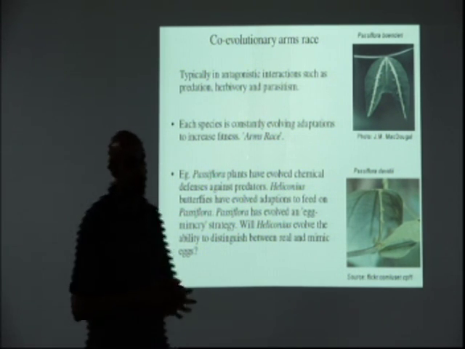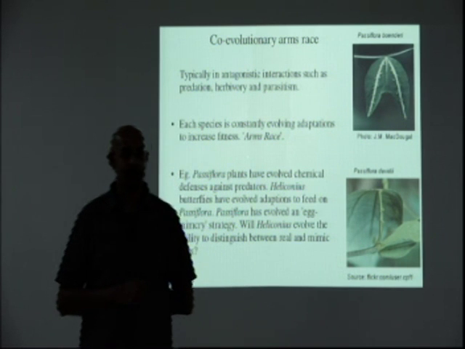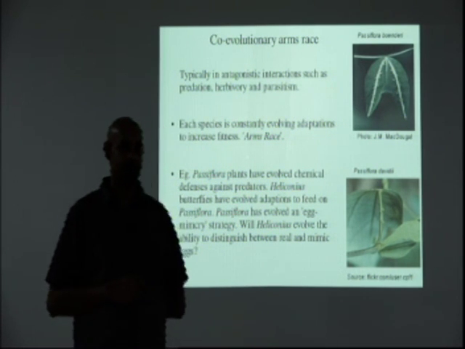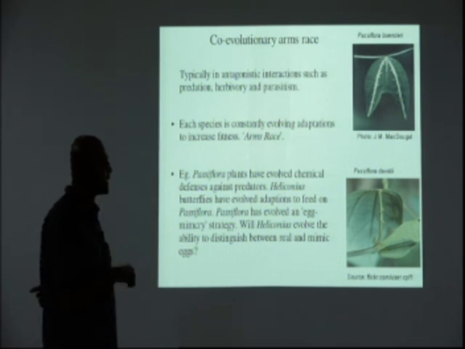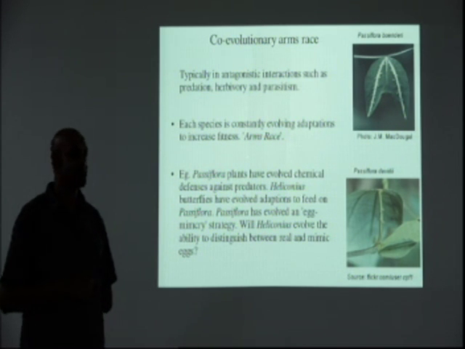Well, it's usually a little bit the other way, where parts of insects resemble leaves to avoid predation. Here's an example of an insect that resembles a leaf.